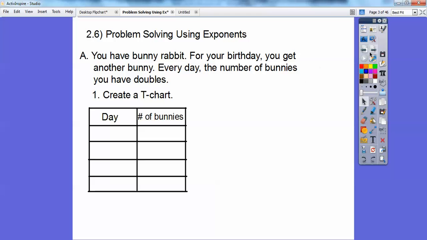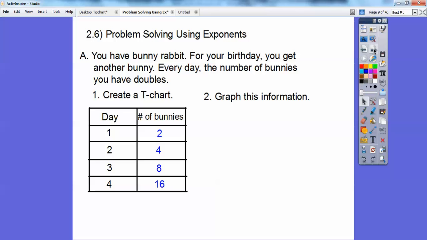So on the first day, we're going to put right here, we have two bunnies because that's on your birthday. And then it says it doubles every day. So on the second day, we're going to double that. And then on the third day, we're going to double that. And then on the fourth day, we're going to double that. So on the first day, we have two bunnies. Double is 4, double is 8, double is 16. Those are happy bunnies, aren't they?